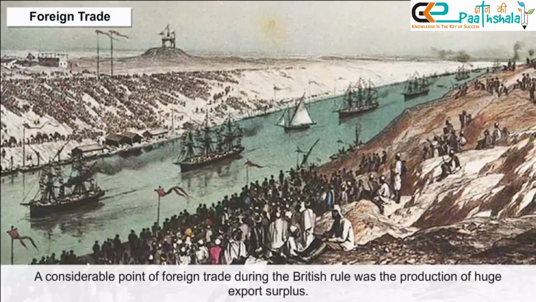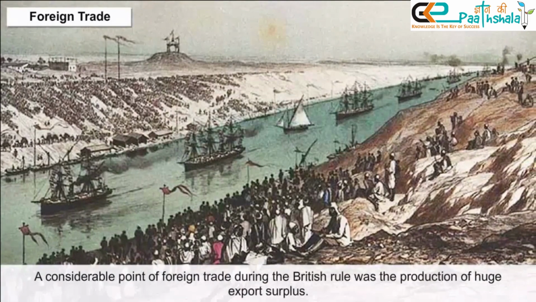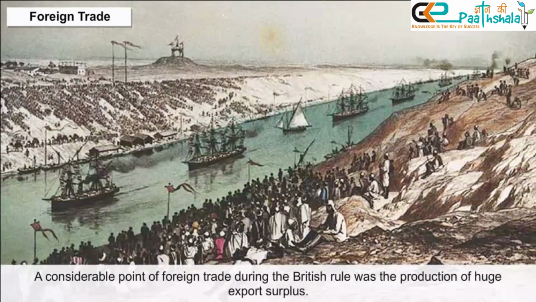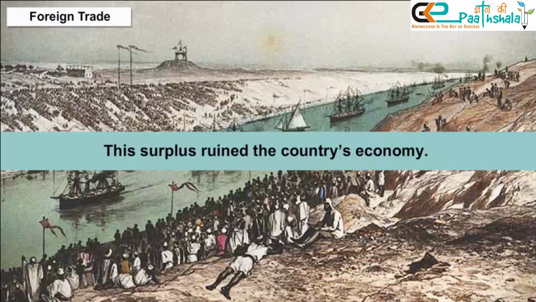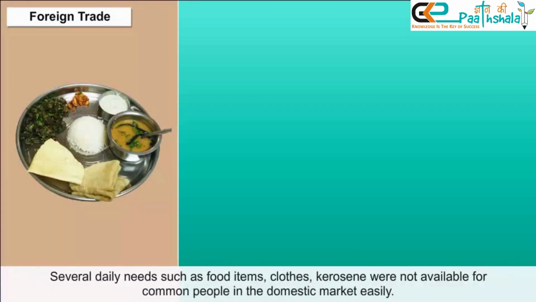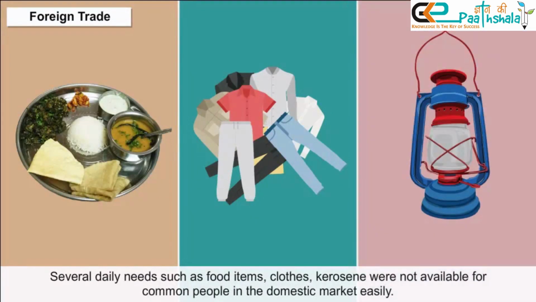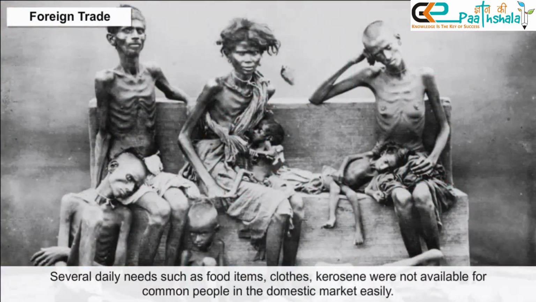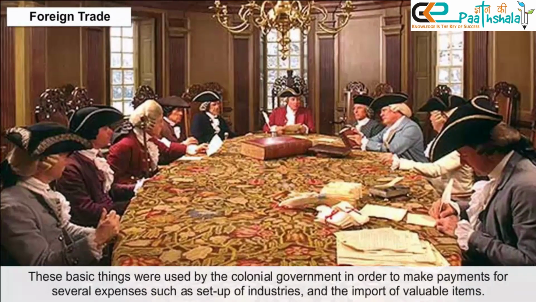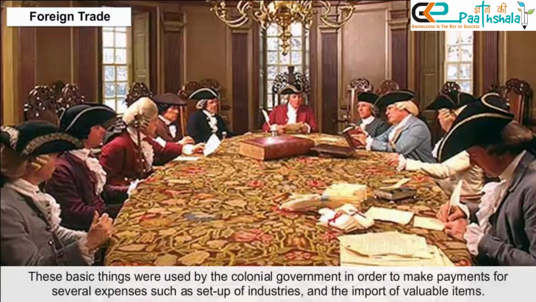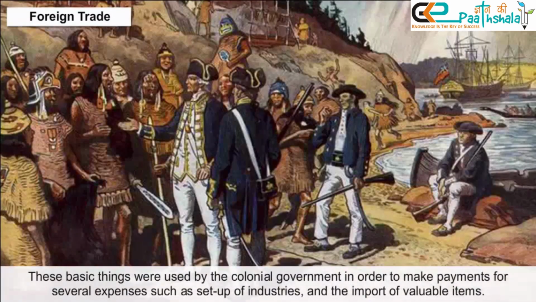A considerable point of foreign trade during the British rule was the production of a huge export surplus. This surplus ruined the country's economy. Several daily needs such as food items, clothes and kerosene were not easily available for common people in the domestic market. These basic things were used by the colonial government to make payments for several expenses, such as the setup of industries and the import of valuable items.